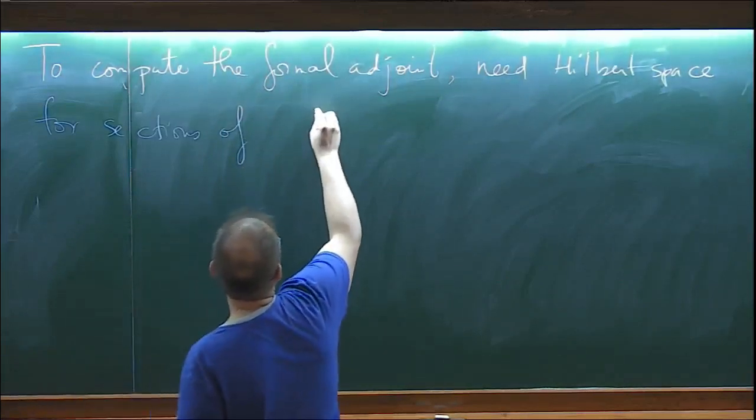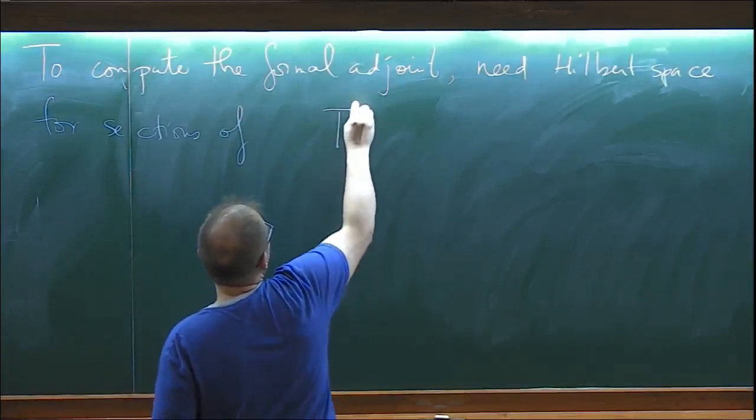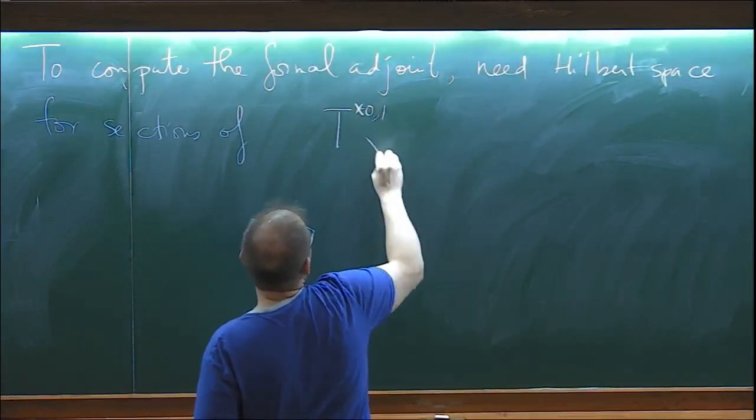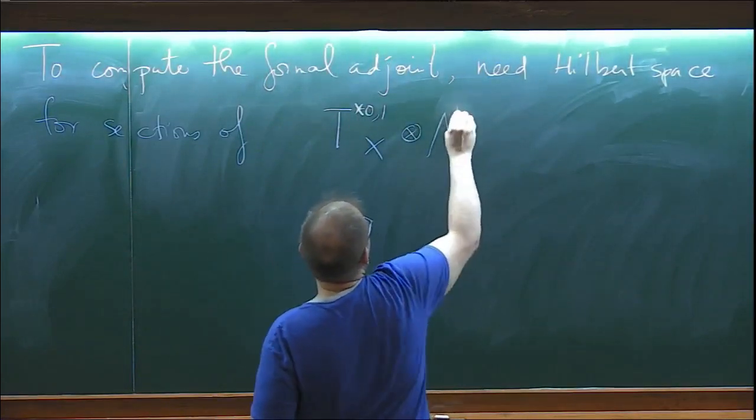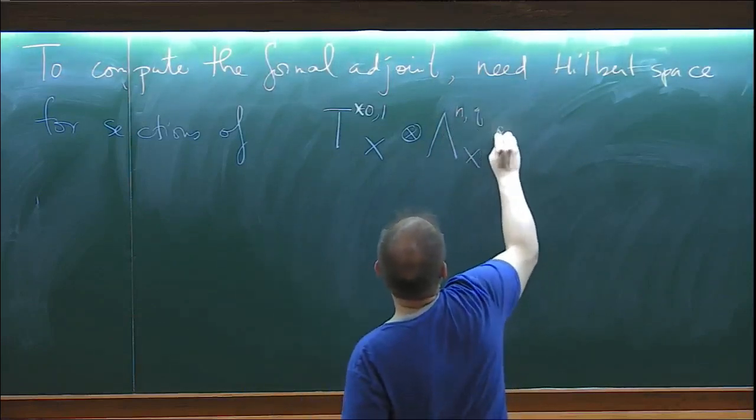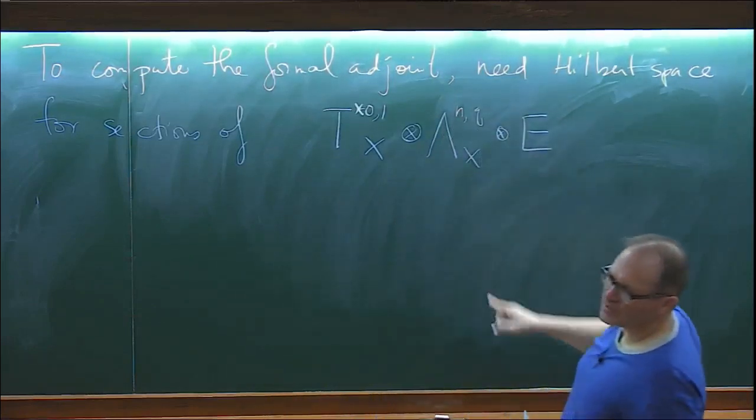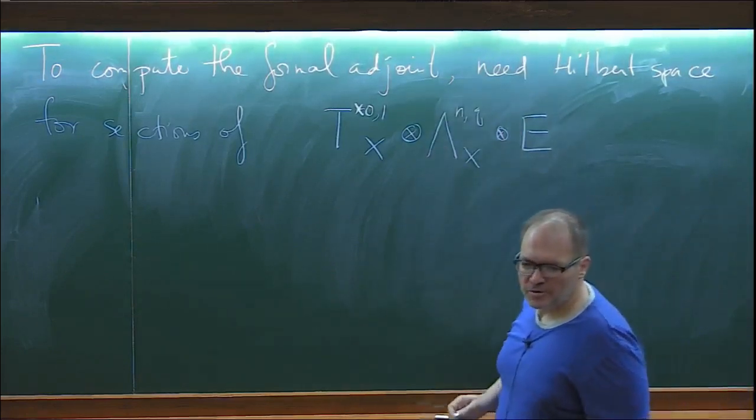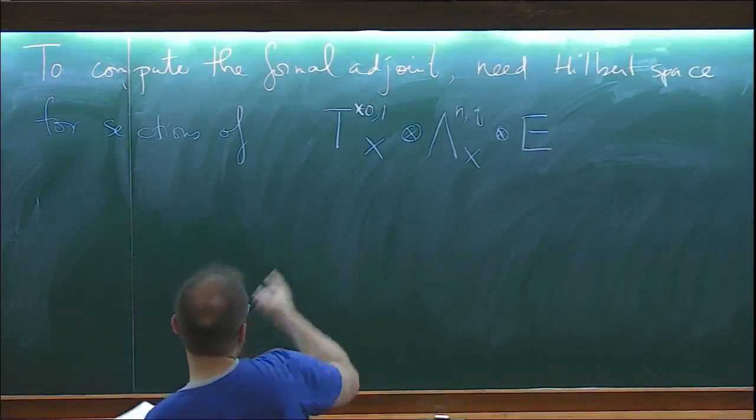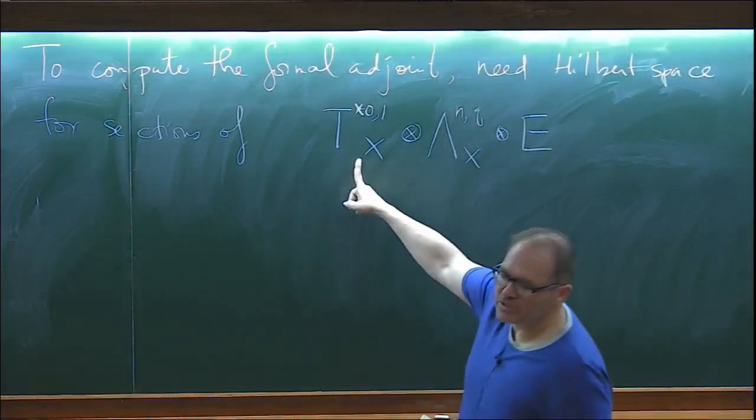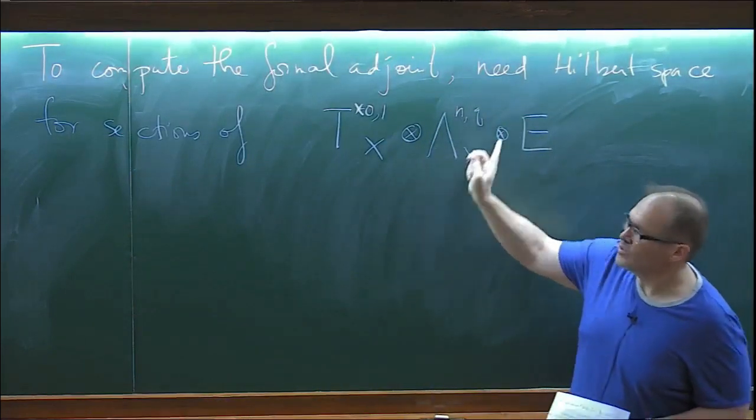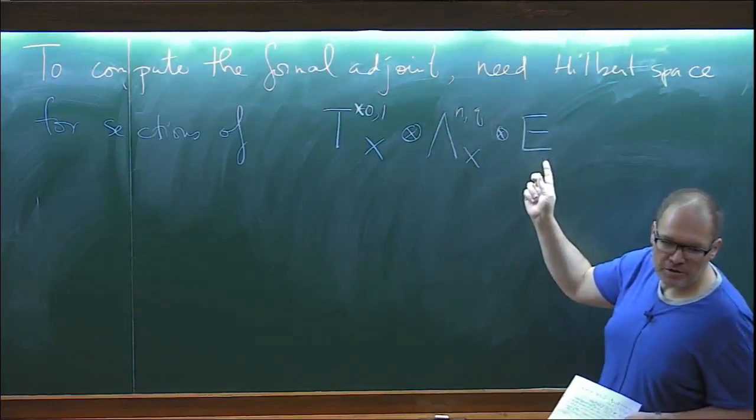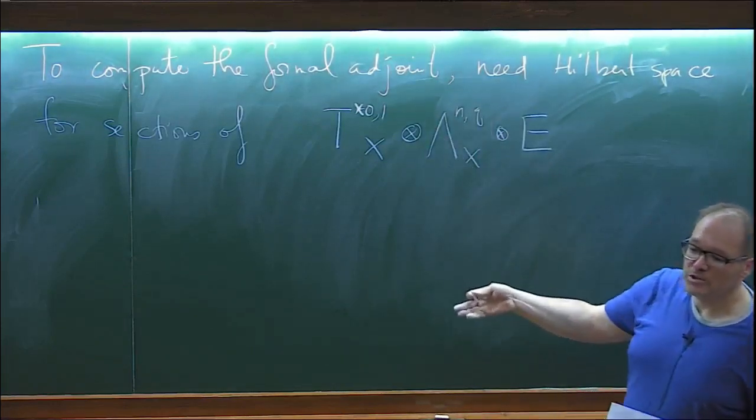So I guess this will be T star 0,1 X tensor lambda n,q X tensor E. See, that's the difference from the other ones. These are not q plus 1 forms. They're 1-forms with values in the vector bundle of differential forms. But it's obvious what to do, because you have a metric for this thing, and it also induces a metric for these, and we already have a metric for this one as well. So you just design the Hilbert space in the correct way.